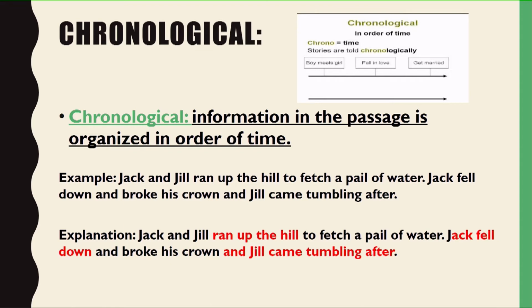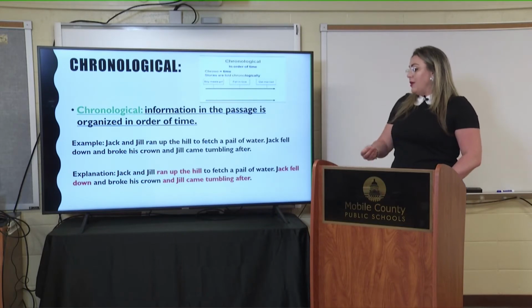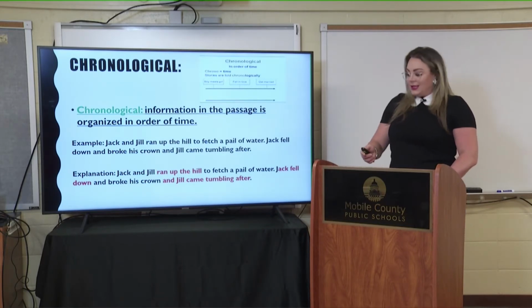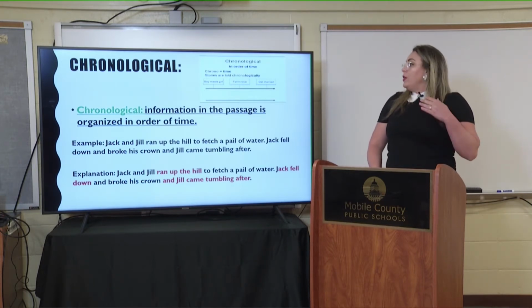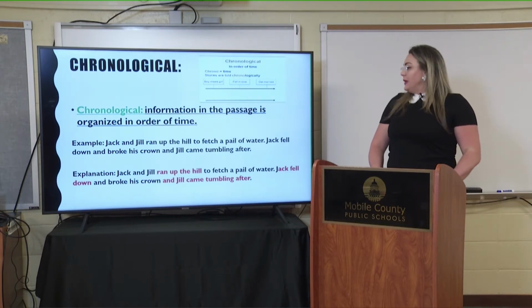I'm sure we're all familiar with this nursery rhyme, but you might not have realized that this little rhyme actually follows chronological order. We're talking about the way that the events unfold in time. So look here at the explanation of this example. The first thing that happens time-wise is that Jack runs up the hill. After, Jack falls down. Then the next thing that happens in time is that Jill comes tumbling after. So even though this is a simple nursery rhyme that we're all familiar with, we can see now that this does follow chronological order.